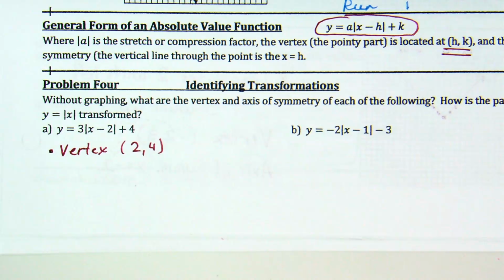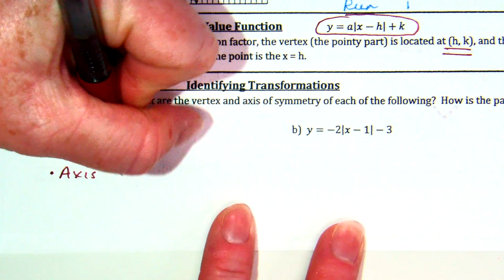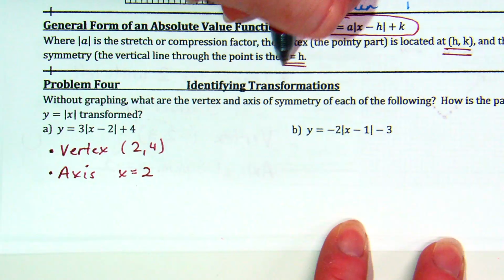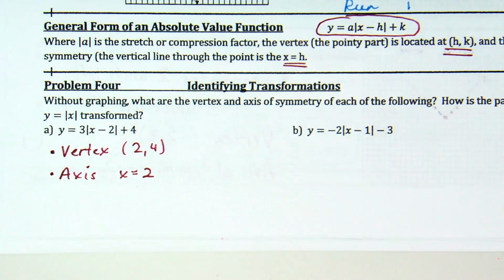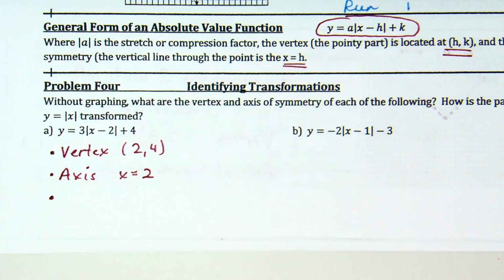It asked me for the axis of symmetry. Those of you that were here yesterday, I kept saying the same thing all day. The axis of symmetry is always what? The x value. What's my x value here? 2. So my axis of symmetry is x equals 2. If you look up in the directions above, what did it say? Axis of symmetry is x equals h. Did I use my h value? I did. Now, how is the parent function transformed?